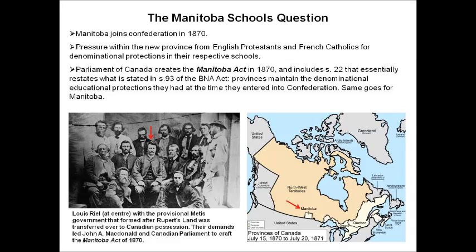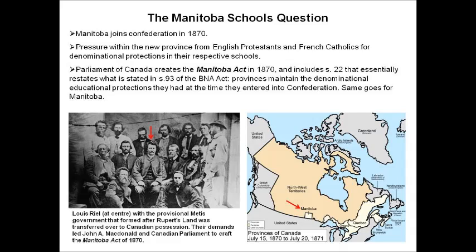Okay, so this is a kind of famous bit of history. I'm mentioning it to you. I don't think it's going to change your life as a teacher or anything, but it's an important bit of Canadian history. Really important because it's where Louis Riel crops up. It's the whole Manitoba schools question. It's also an excellent example of political leadership too. So again, Manitoba joins Confederation in 1870.